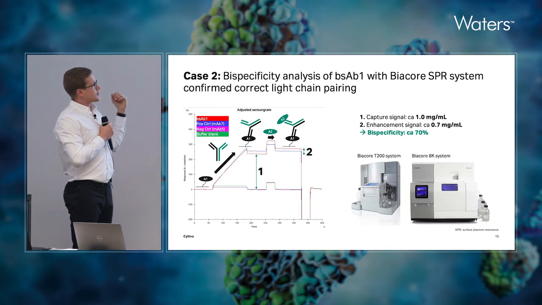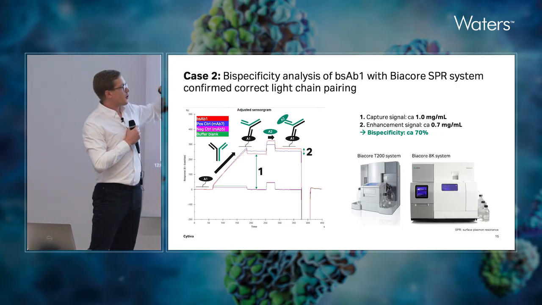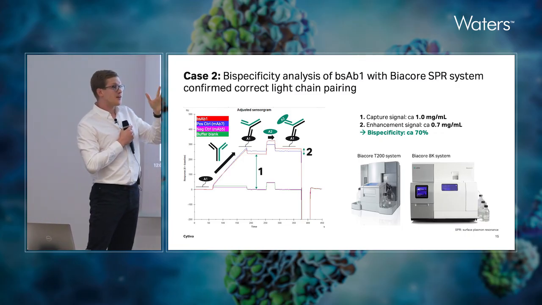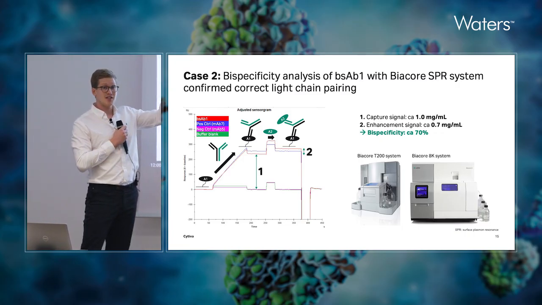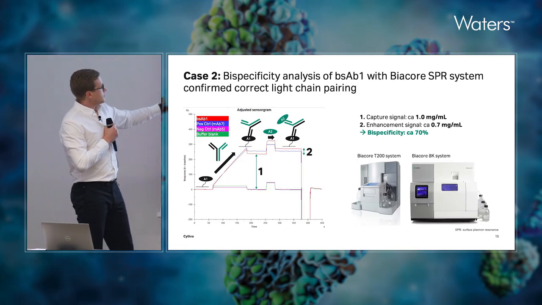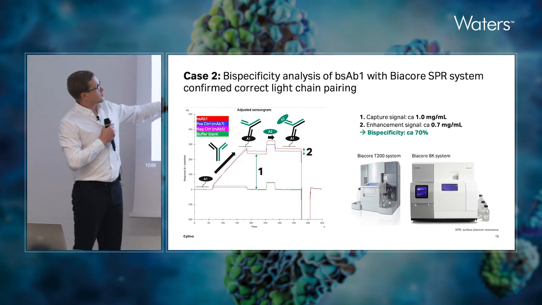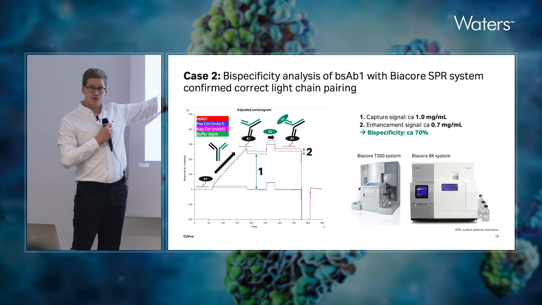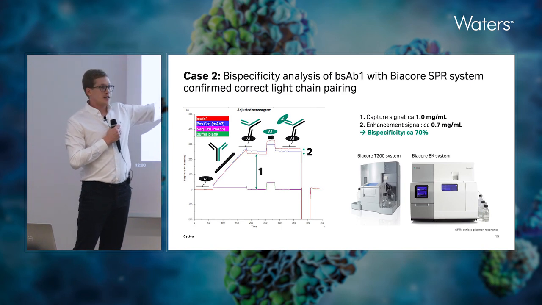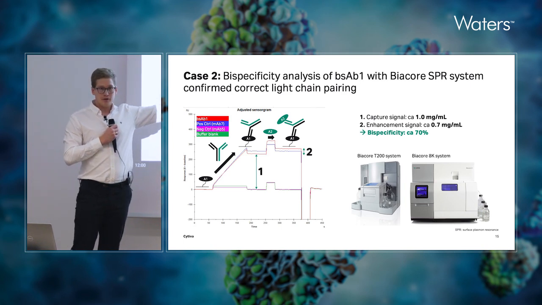We then take our next antigen and flow that over the surface. If the one antibody on the surface has then green-green on the other side, it's going to bind the second antigen. By doing this, we get 2 different signals. The first one we call a capture signal that we can quantify. The second signal, we get an enhancement signal that we can also quantify.